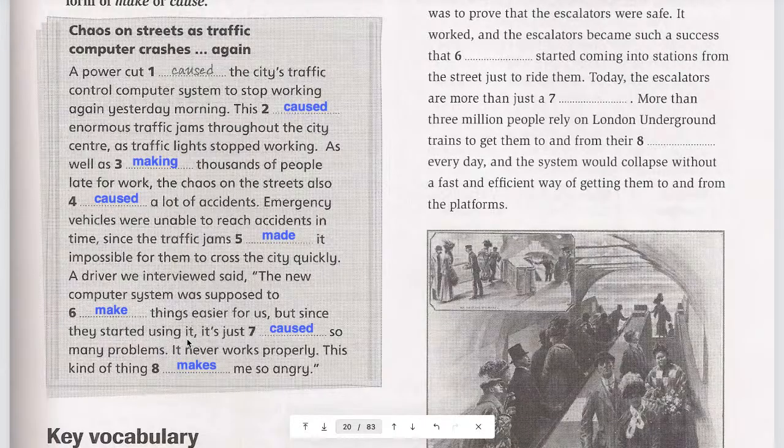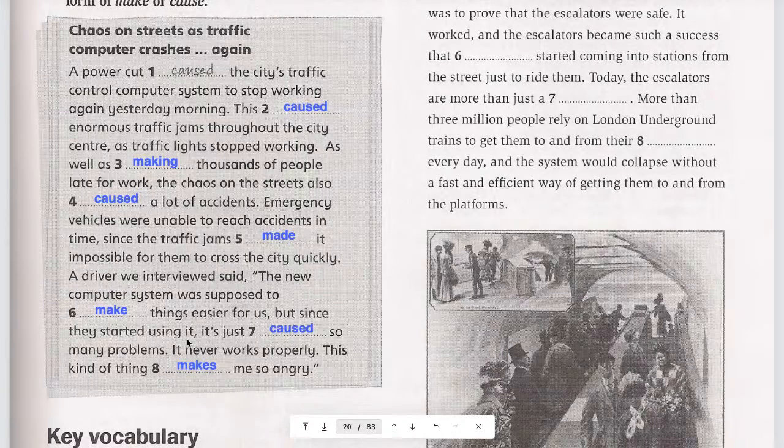So since they started using it, it just caused so many problems. So that means that somewhere in the past until now, it has caused so many problems. So does it make sense? Okay, it started somewhere in the past and it still continues until now. So that's why we need to use the present perfect tense. You understand? But if they say yesterday or something very specific, then we don't use it. We need another way. Okay?